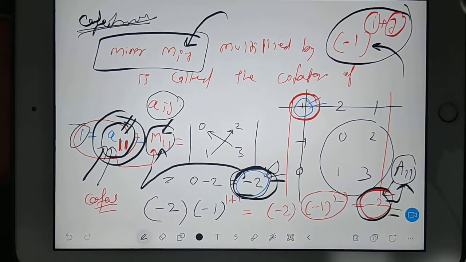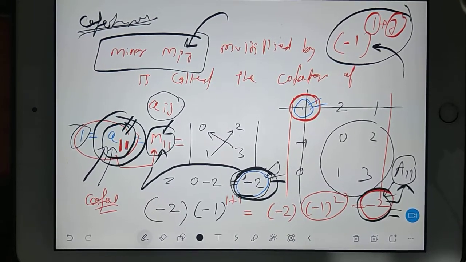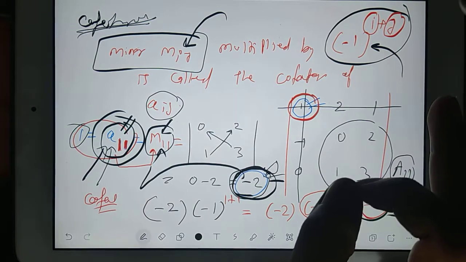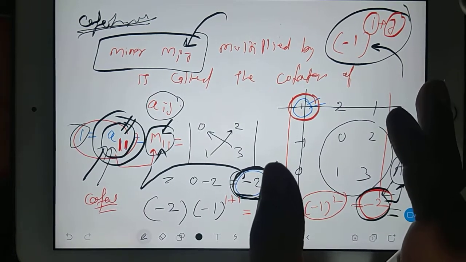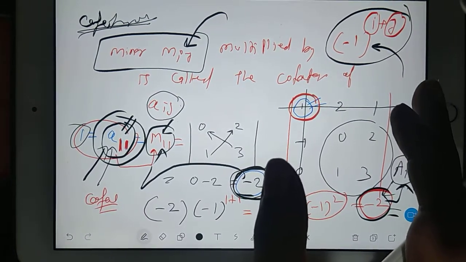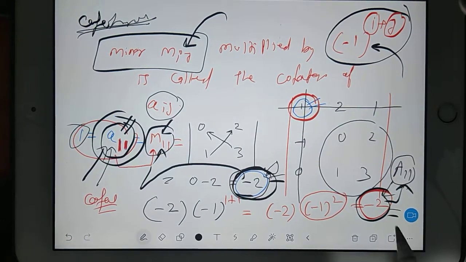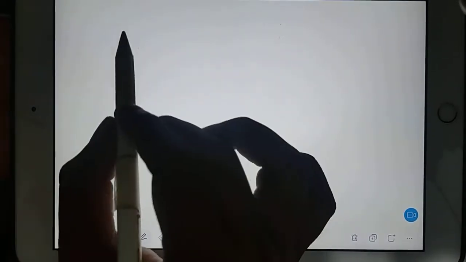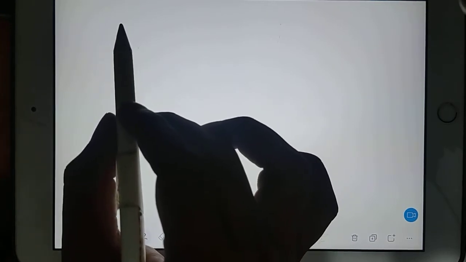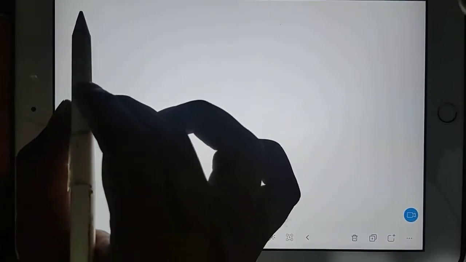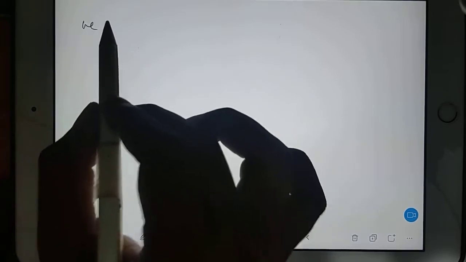Okay, now you see, we got to know how to find out the cofactor of any given element. Now we define for any matrix, I will change the page. Suppose you have, okay, take down a sentence, then I'll explain better.